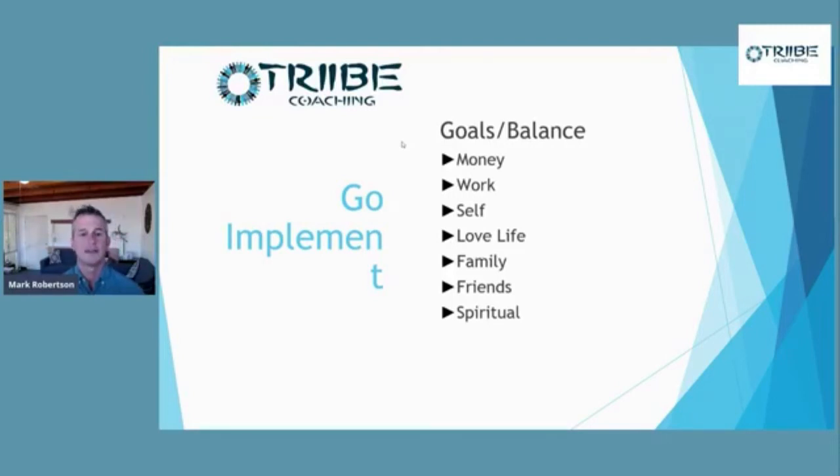But I love this scenario because instead of just evaluating where you're at or where you need to be from a business standpoint, you're evaluating 7 different areas of your life. Your life as it relates to money, as it relates to work, as it relates to yourself and how you feel about yourself, your love life, family, your friends, and spiritual. And spiritual, a lot of people think that this means religious, and it doesn't. They're two different things. So you don't need to be religious in order to be spiritual.